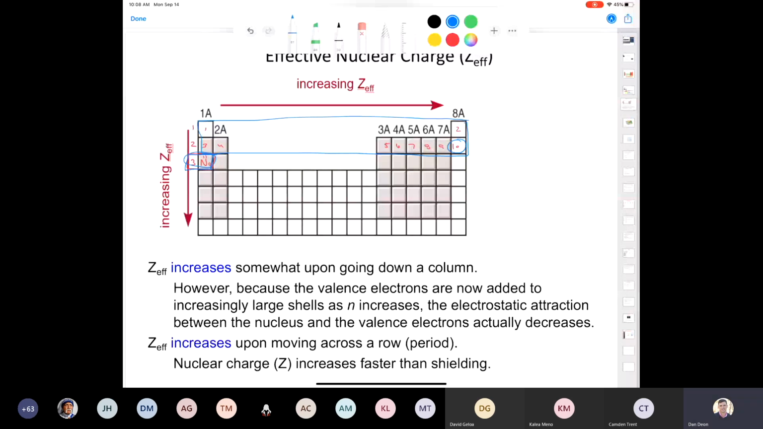Okay, so what does that mean? Well, it means this: as we go across a period like this, the effective nuclear charge is going to increase upon moving across a row or a period. Why? Because the nuclear charge is going to increase faster than.